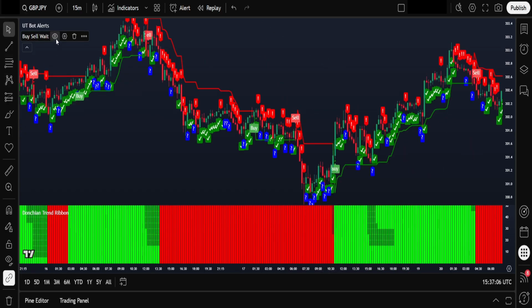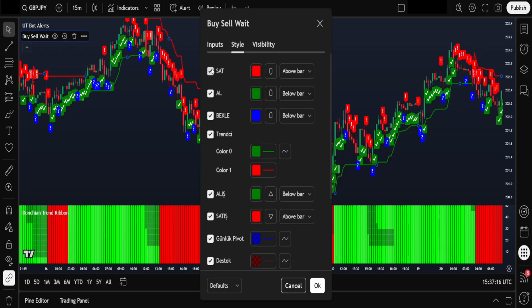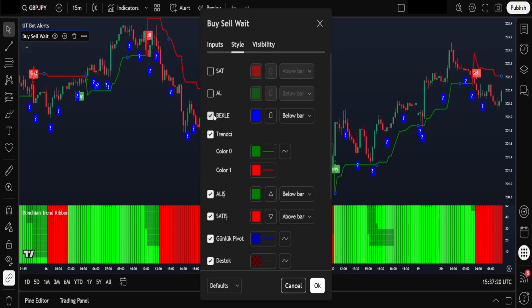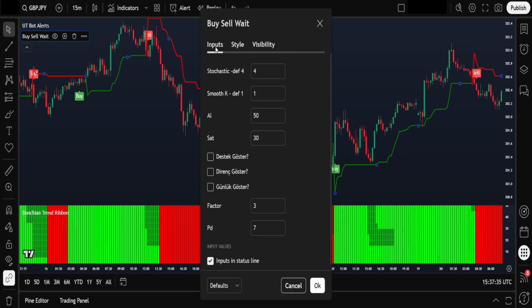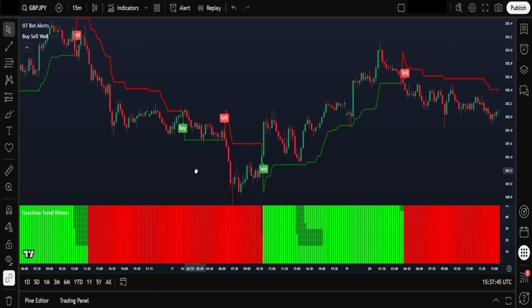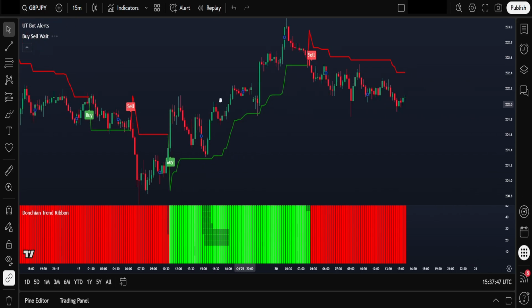Buy, sell, wait. Open Settings and open Style tab. Uncheck everything except Trend CI so the display is clean. Inputs. Set factor to 4. Confirm. Reading rule is that when the trend CI is green, internal pressure favors buyers. When it is red, internal pressure favors sellers.